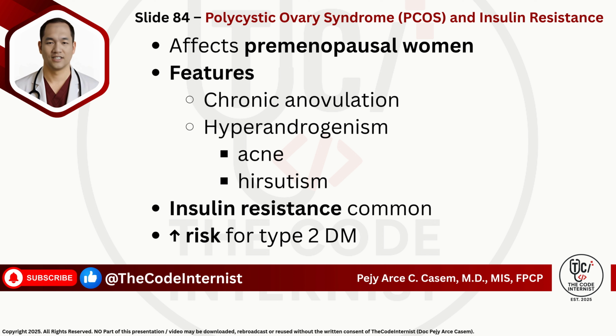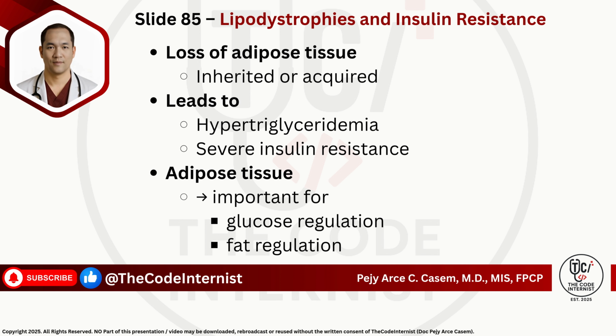PCOS is a common condition among women before menopause. It causes irregular periods, acne, and excess hair due to high male hormones. Many women with PCOS have insulin resistance, which greatly raises their risk for type 2 diabetes, even if they are not obese. In some rare conditions called lipodystrophies, people lose fat in specific parts of the body. This leads to severe insulin resistance and high blood triglycerides because the body can't store fat properly, and fat ends up in places like the liver and muscles instead.